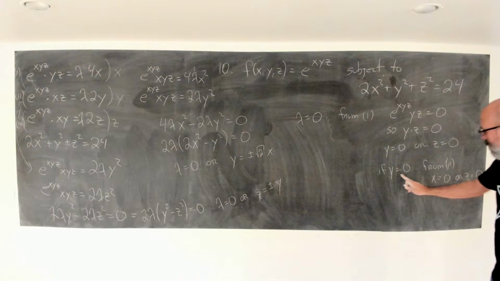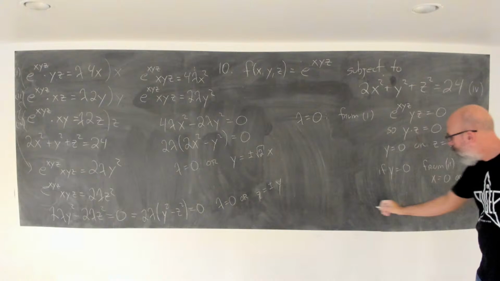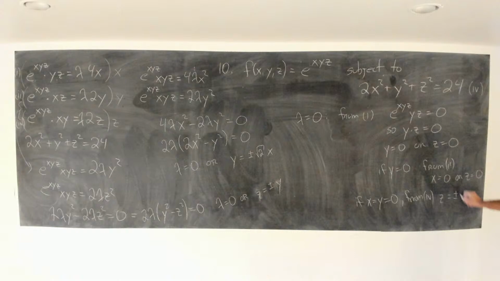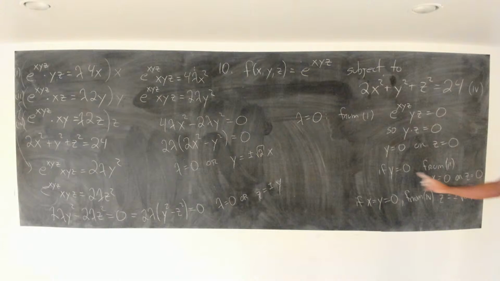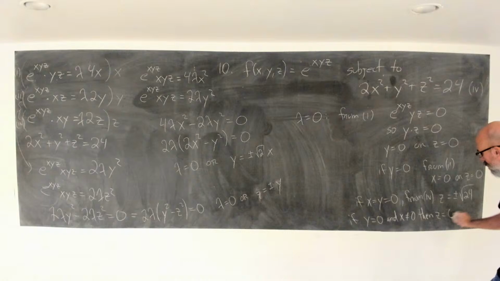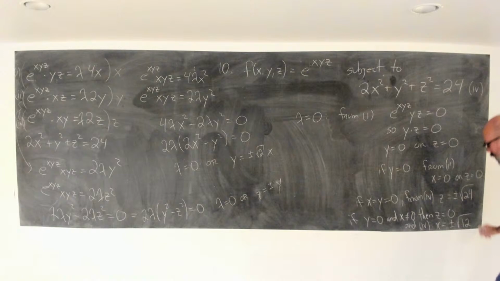So if x and y are 0, from this one, which we'll call 4, we see that z is plus or minus square root of 24. If x is not 0, then z has to be 0, and again from 4, y and z are 0, so x has to be plus or minus root 12.